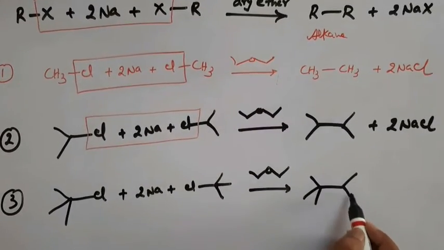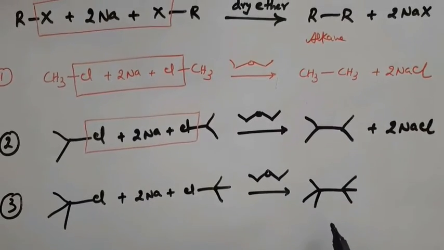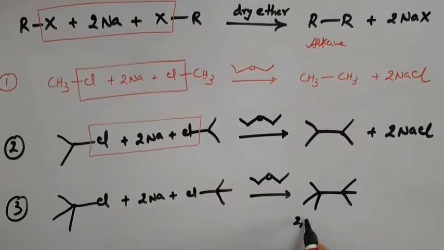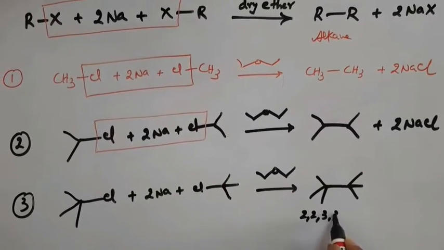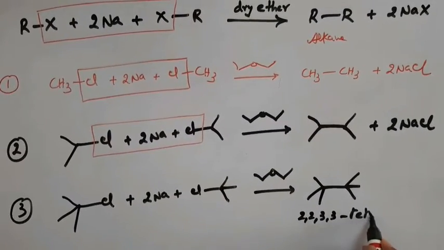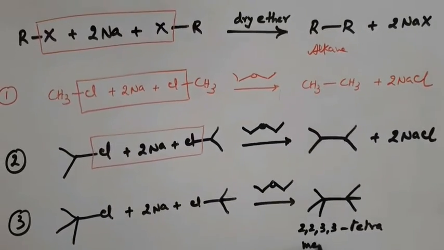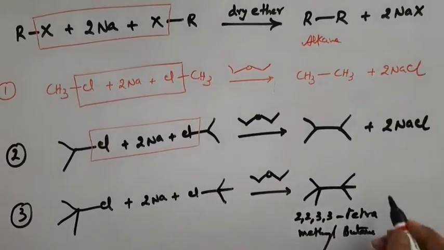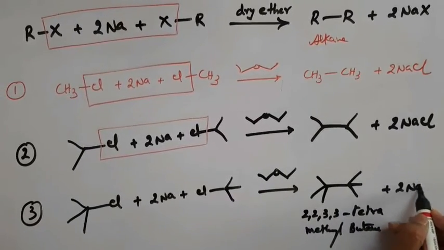The product obtained here is 2,2,3,3-tetramethyl butane. And what is the byproduct obtained? It is nothing but sodium chloride.